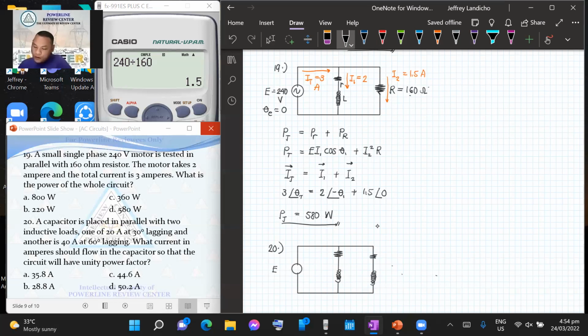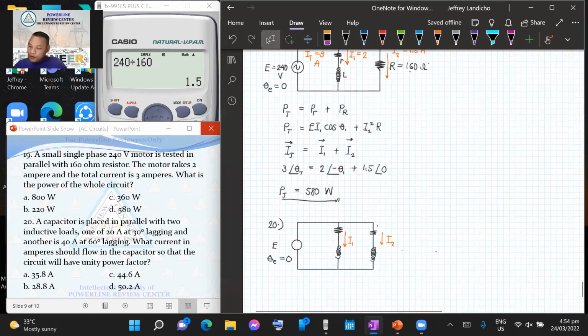Okay, so we have the source voltage here. The value wasn't given, but let us consider its phase angle, that is what? 0. So we have two loads connected in parallel. We have I1 here, then we have I2 here. In this case, everything is given. The value of I sub 1 is 20 ampere, and its angle, theta sub 1, is lagging, so negative 30 degrees, because it is lagging.